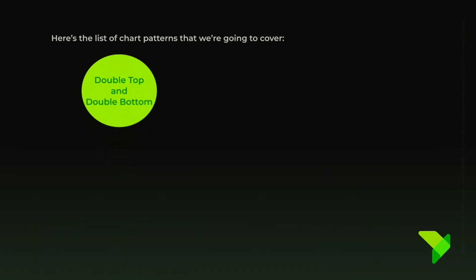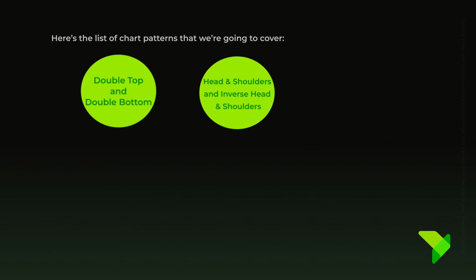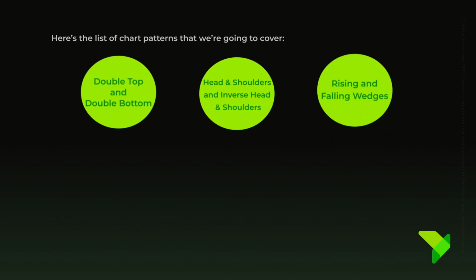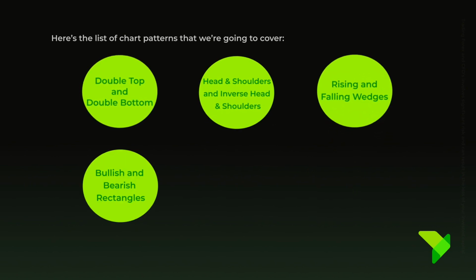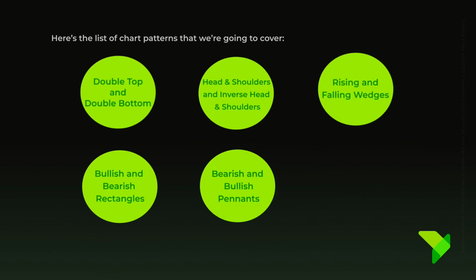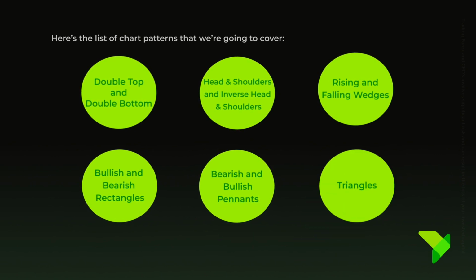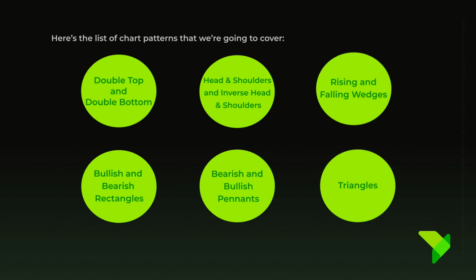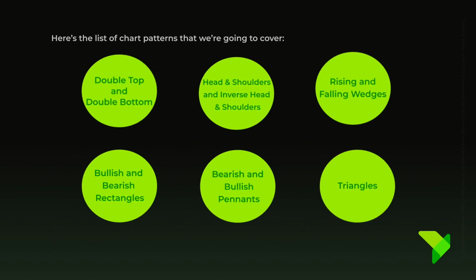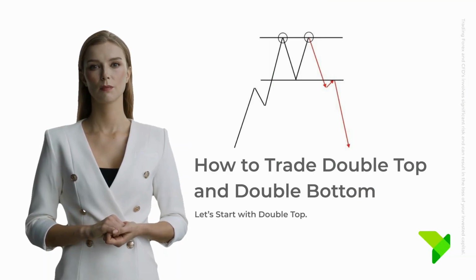Double top and double bottom, head and shoulders and inverse head and shoulders, rising and falling wedges, bullish and bearish rectangles, bearish and bullish pennants, triangles: symmetrical, ascending and descending. Let's start with double top.